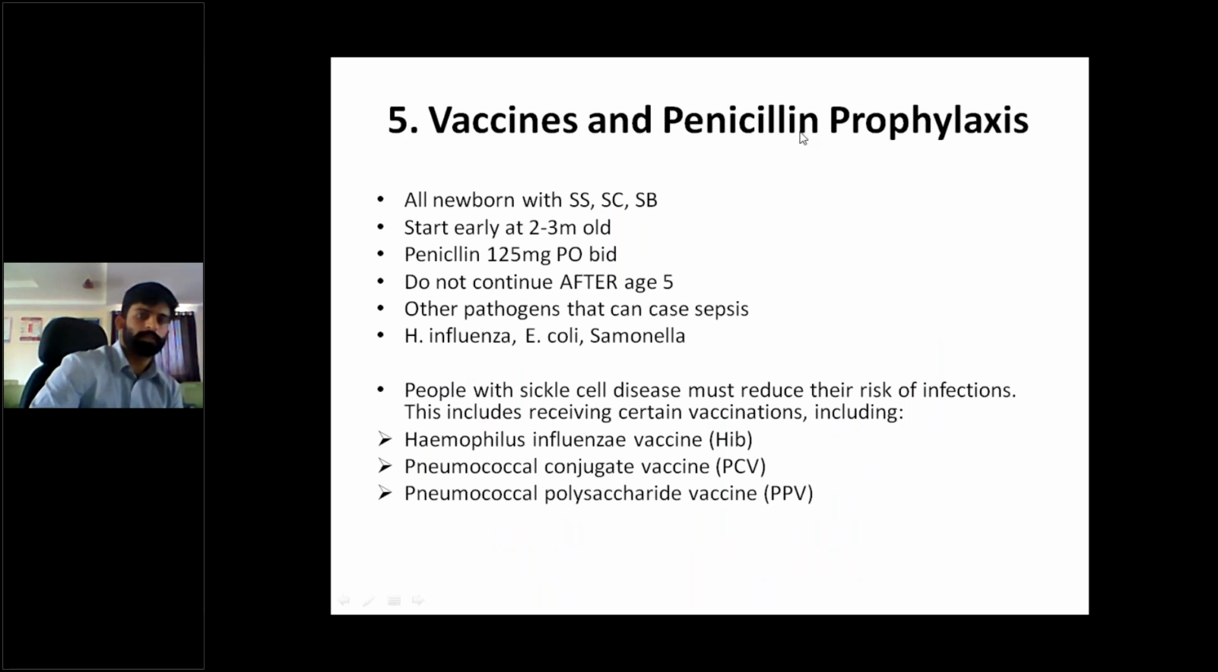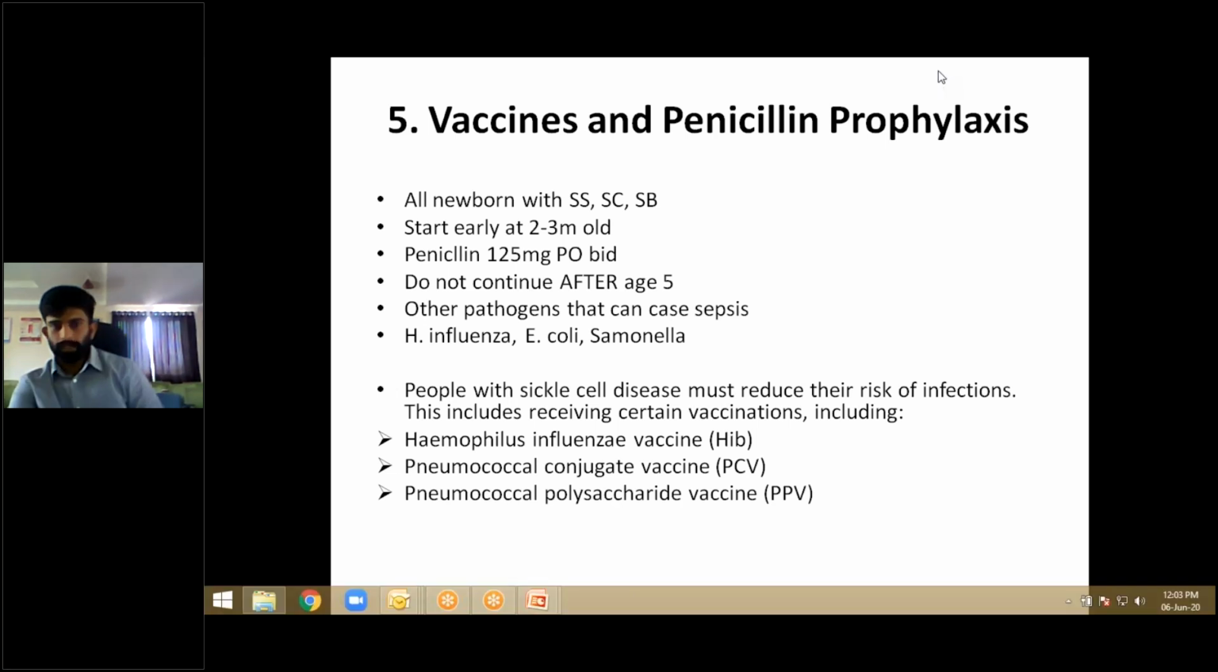So next one is vaccines and penicillin prophylaxis. All newborns with homozygous sickle cell disease (SS), sickle cell hemoglobin C disease, and sickle cell beta thalassemia disease require vaccines and penicillin prophylaxis. You can start early at 2 to 3 months old, and penicillin 125 milligrams per oral 2 times a day is given. It does not need to continue after age 5. Other pathogens like E. coli, H. influenzae, and Salmonella can cause sepsis.